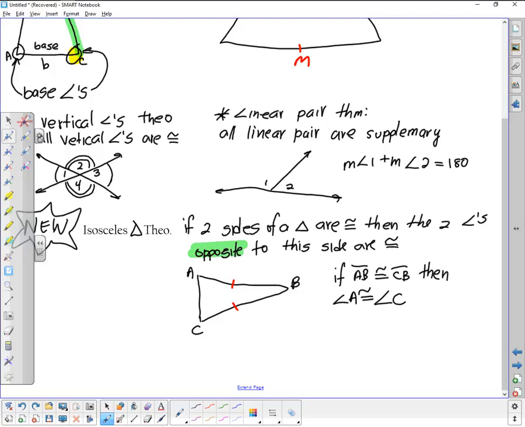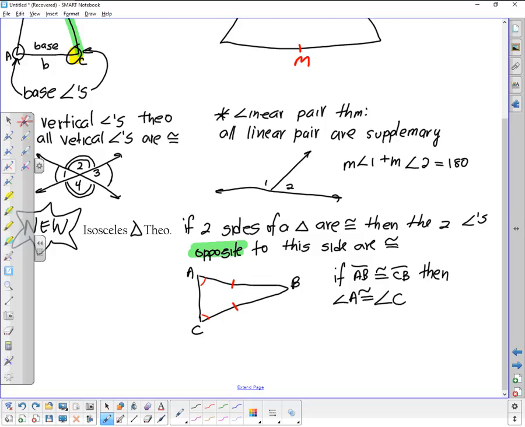Okay, so if two sides are congruent, then the angles opposite to them are also congruent. So angle C would also have to be congruent to angle A. That's what the theorem says.